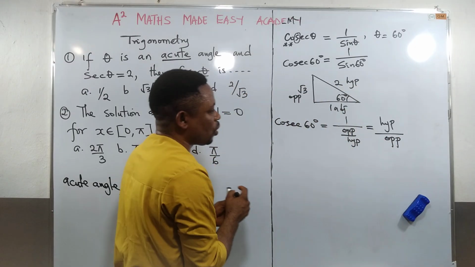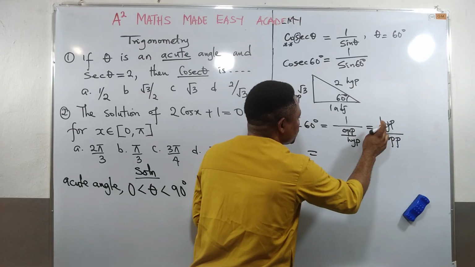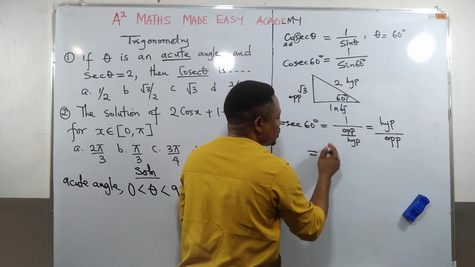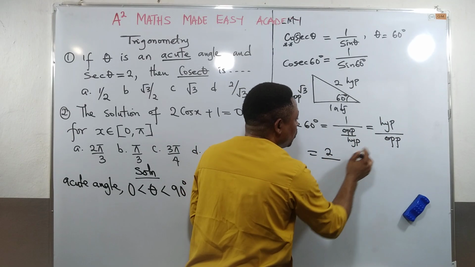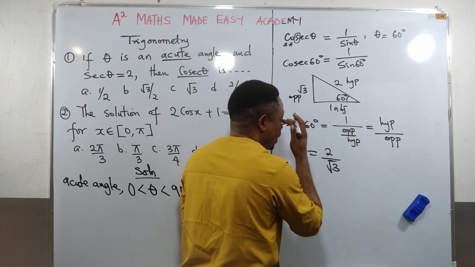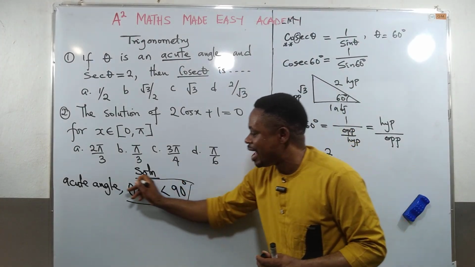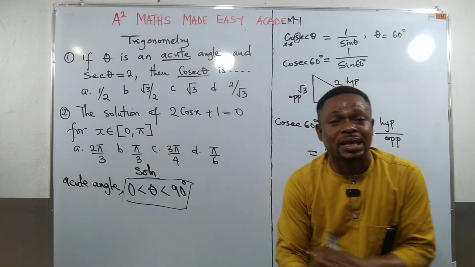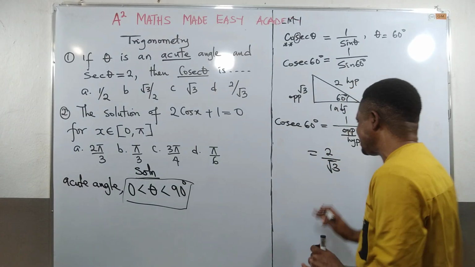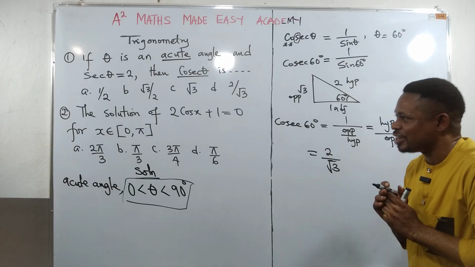Something is about to happen. Now watch. What is the value of hypotenuse? Hypotenuse is 2, then all over opposite. What is opposite? Root 3. Am I communicating now? Remember that the angle falls on the first quadrant. And everything about the first quadrant is positive. I will stop here. The answer now, of course, cosec 60 degrees is 2 over root 3.